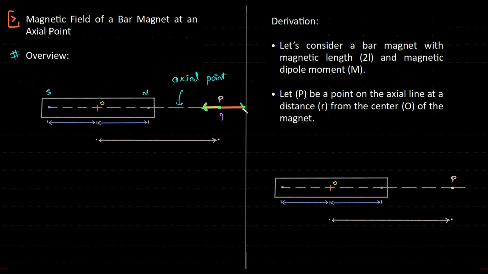The point is how much push and how much pull, what is the net force? This is what we are looking at. So let's consider a bar magnet with magnetic length 2L, this is L, this is L, this is our center. This is south, this is north. Dipole moment is M actually. Let P, and the direction is from south to north. Let P be a point on the axial line, at a distance of r from the center O of the magnet.